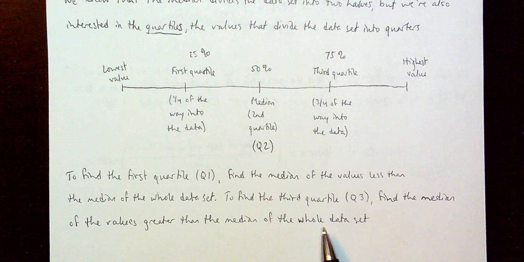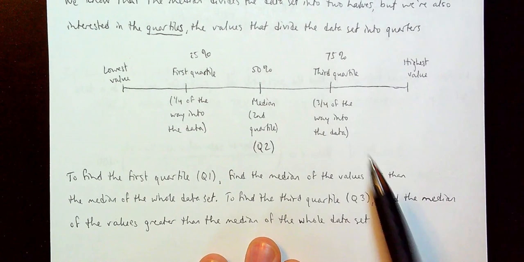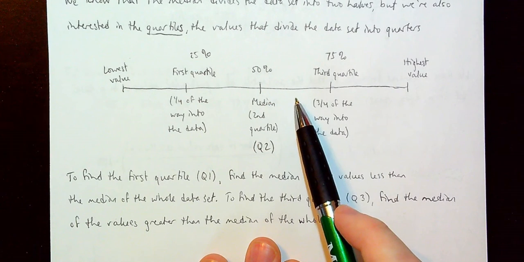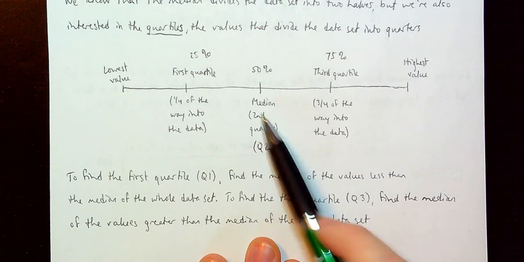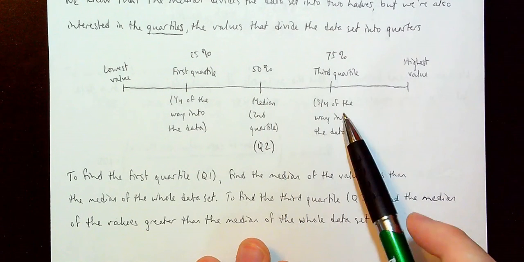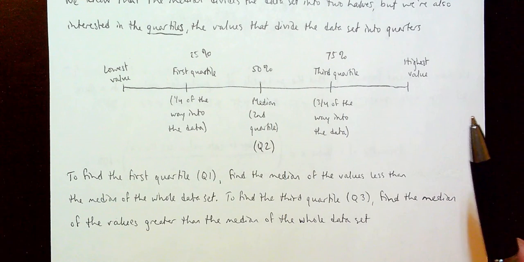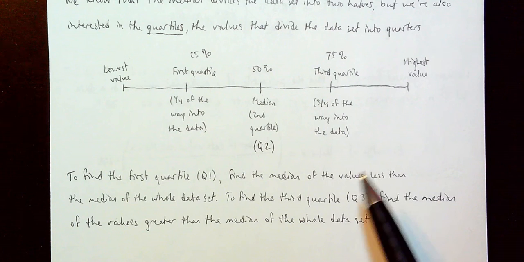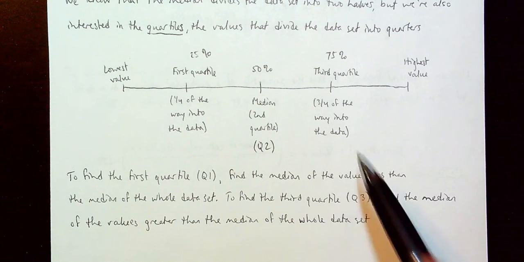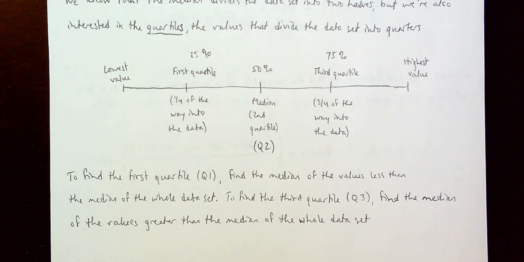To find the third quartile, often symbolized by Q3, we're going to find the median of the data values that are greater than the median of the whole data set. So again, you take your median, there's 50% of the data values that are greater than this number. Find the median of that data set, and whatever that median is, that is your third quartile, Q3.